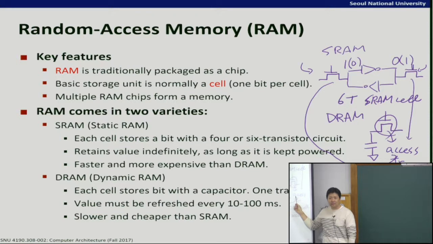That means DRAM provides a lot. For the same cost, it provides much greater density. You can put more bits in the same area of the chip, right? So it provides greater density, so it's cheaper. But the problem with DRAM is that this cell loses its value.